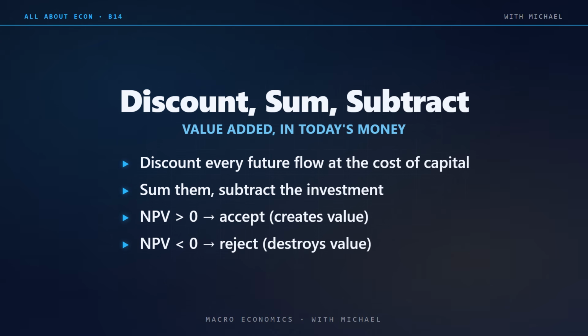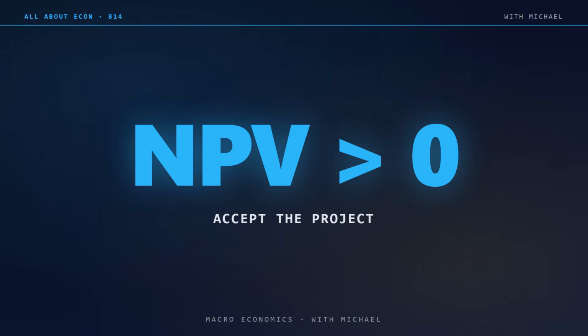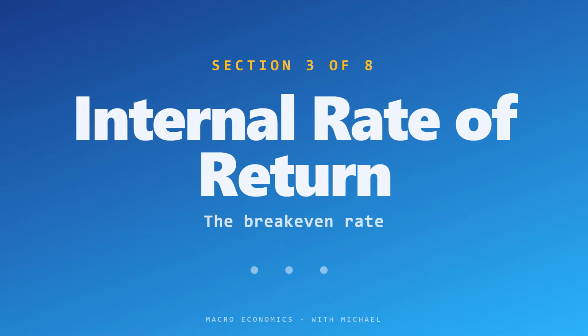For example, invest a sum today, receive cash for several years, discount those receipts at 8%, and if their present value exceeds what you put in, the NPV is positive and the project is worthwhile. NPV is the gold standard precisely because it tells you, in today's money, exactly how much wealth a project adds.